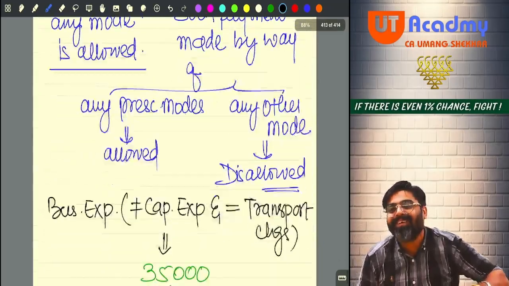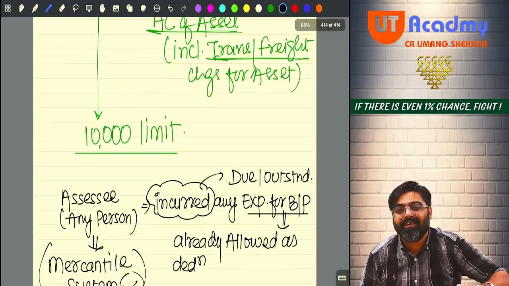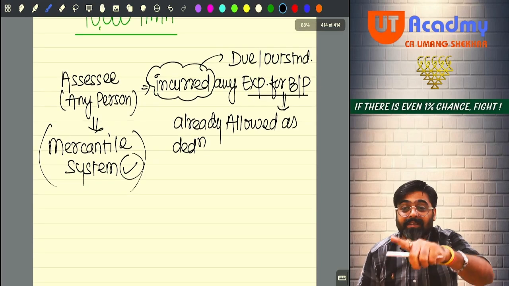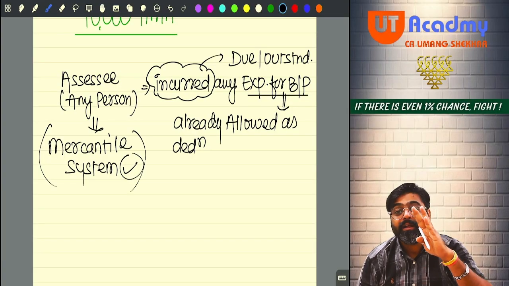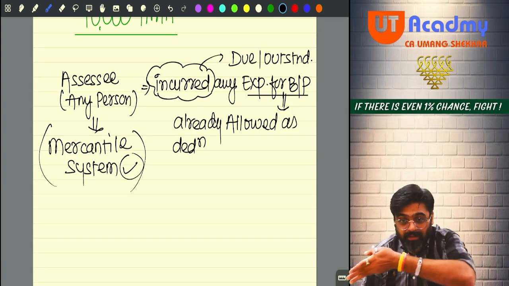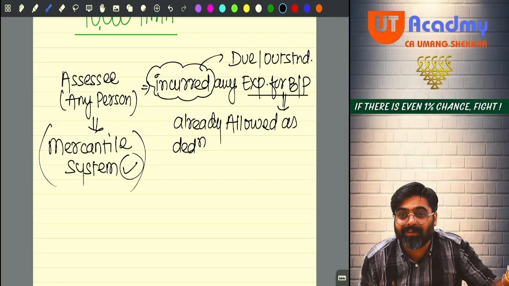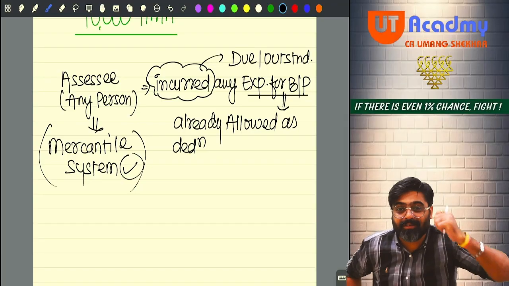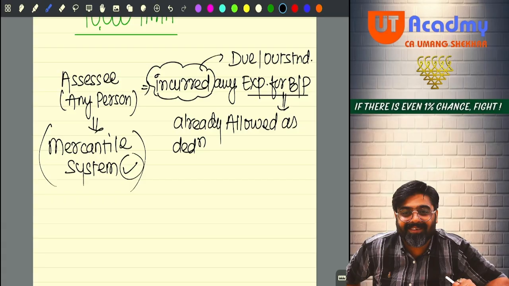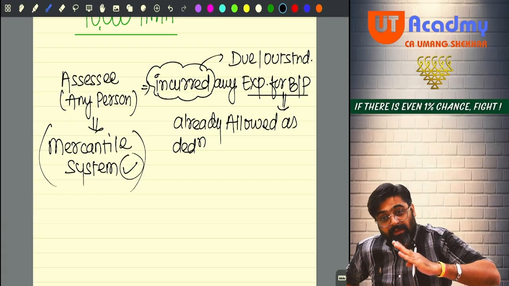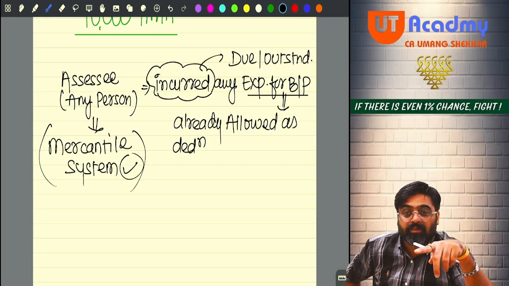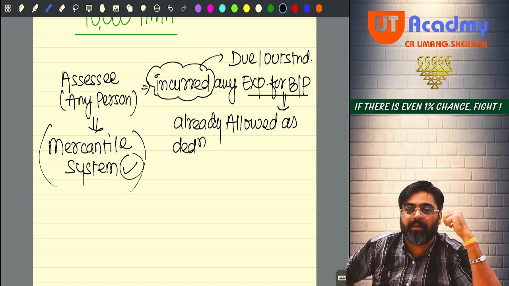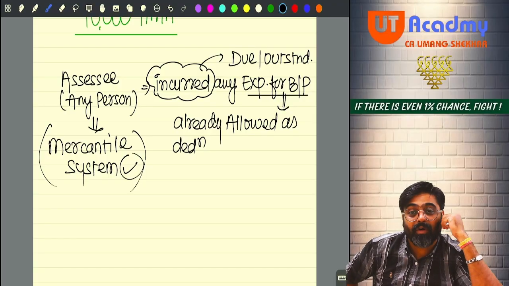Here, the deduction is already allowed. How can you disallow something under section 40A(3) which is already allowed? On what basis? Due basis. Understanding? So if some expenditure was already allowed, see, usually this happens for those expenses which are booked at the end of the year, for which the payment is not made in this year.